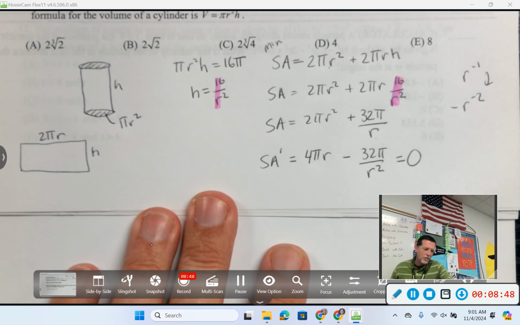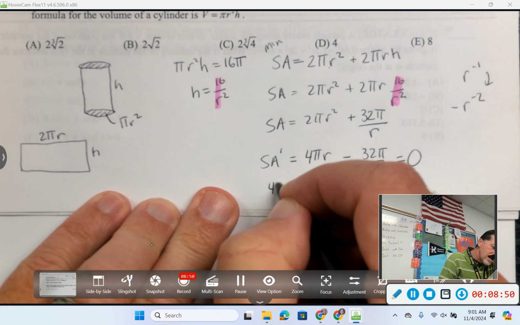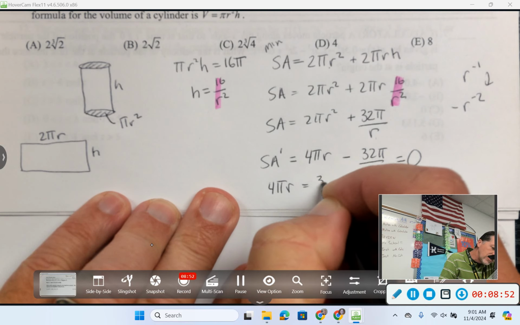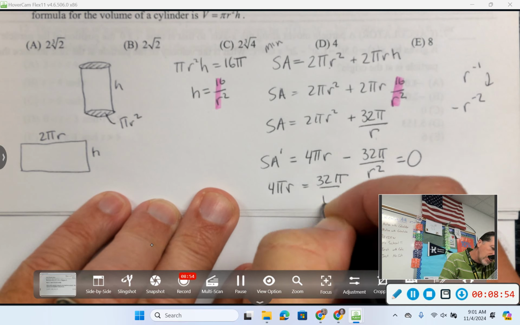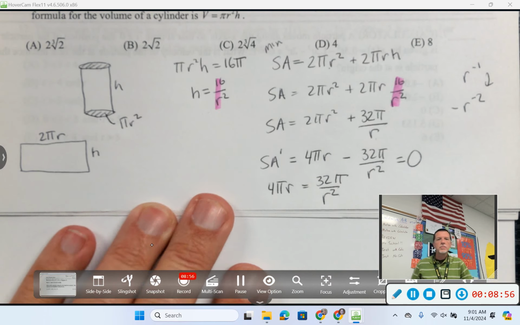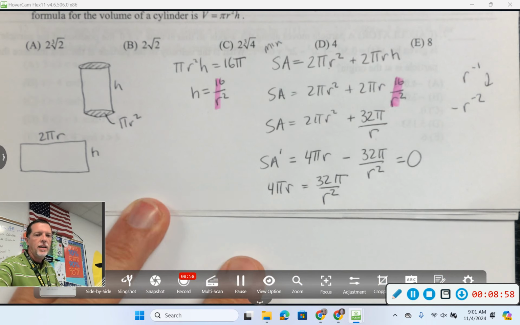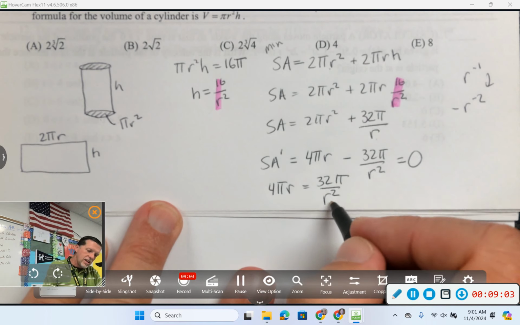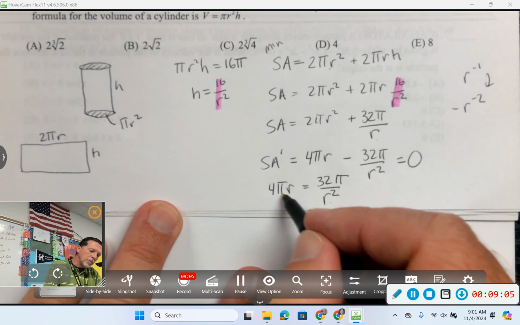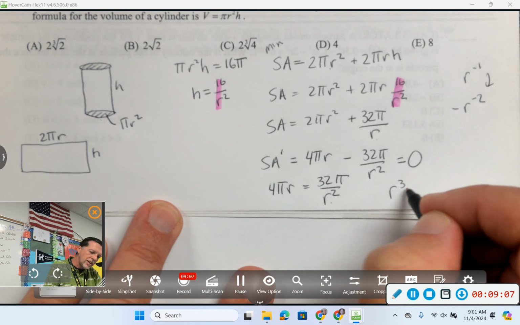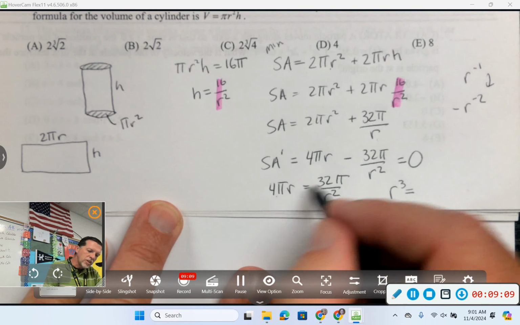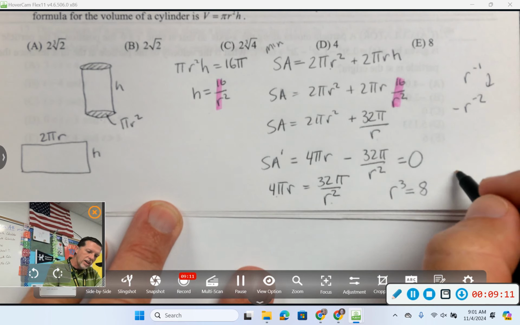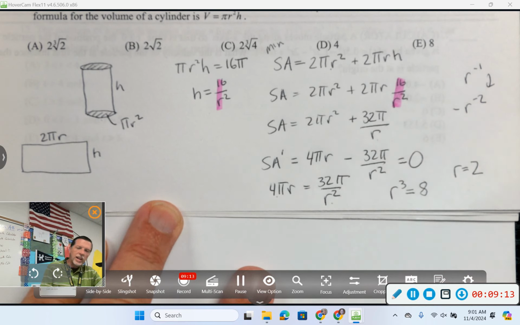Set it equal to 0. So 4 pi r equals 32 pi over r squared. How many algebra steps should I do at once? I'm going to multiply both sides by r squared and divide both sides by 4 pi. And I get r equals 2.